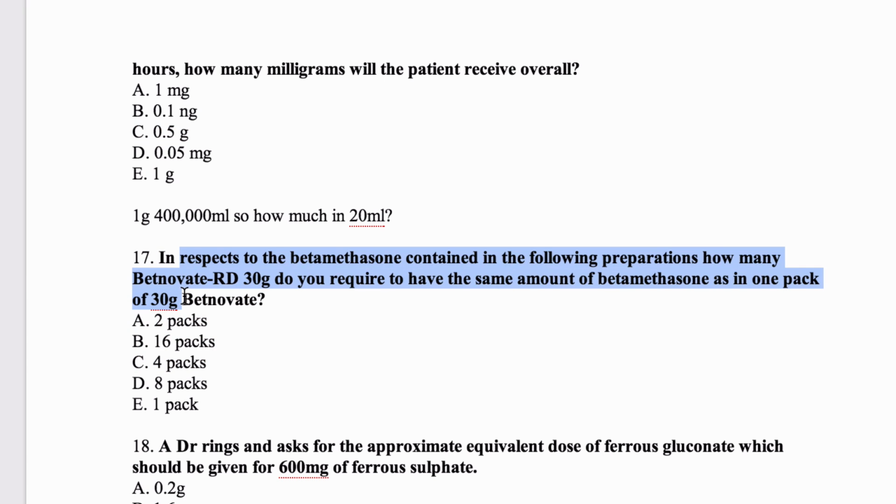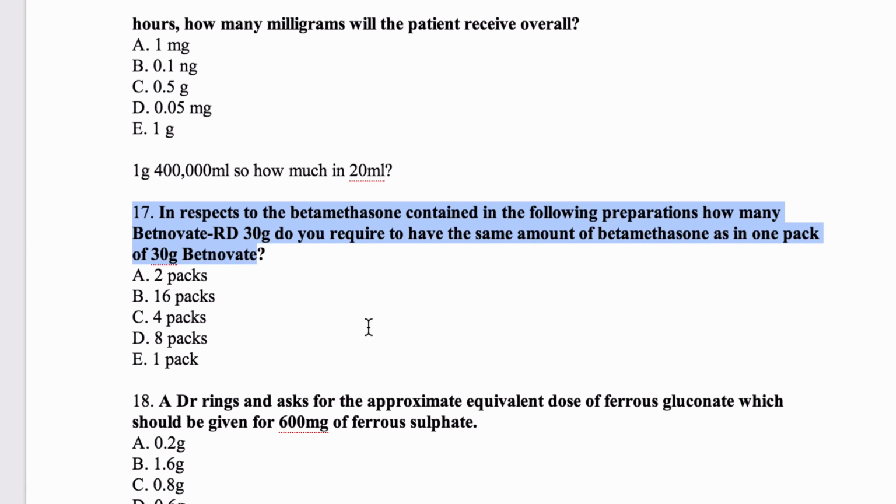In respect to betamethasone, following preparations, how many betamethasone RD do you require to have the same amount of betamethasone in 1 pack of 30 gram? Do you know what RD stands for? Reduced dose. So what does reduced dose mean? Is it like MR? No, it just means there's a smaller concentration of betamethasone.